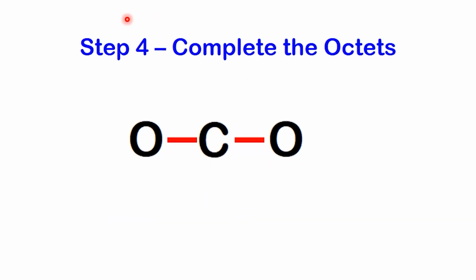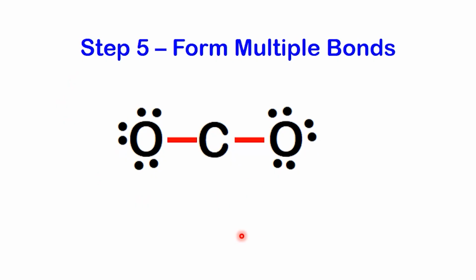Step 4. We distribute those remaining 12 electrons as lone pairs, starting with the outer atoms. We'll place 6 electrons around each oxygen. Now, both oxygens have a full octet of 8, but notice that we've used up all 16 of our available electrons.